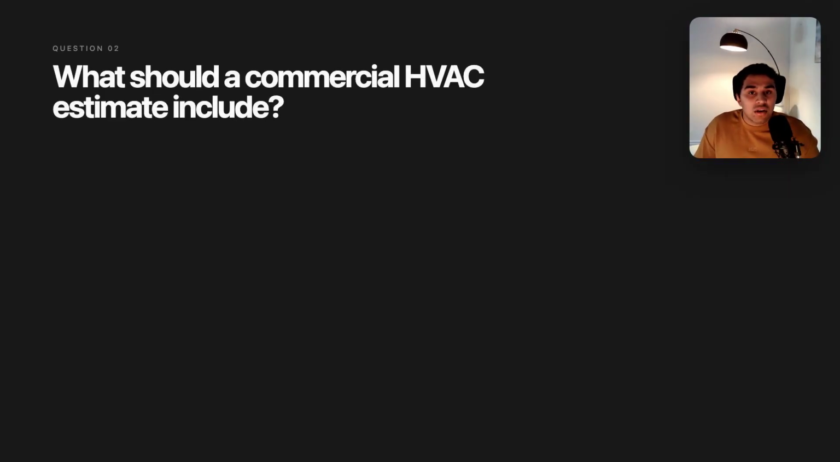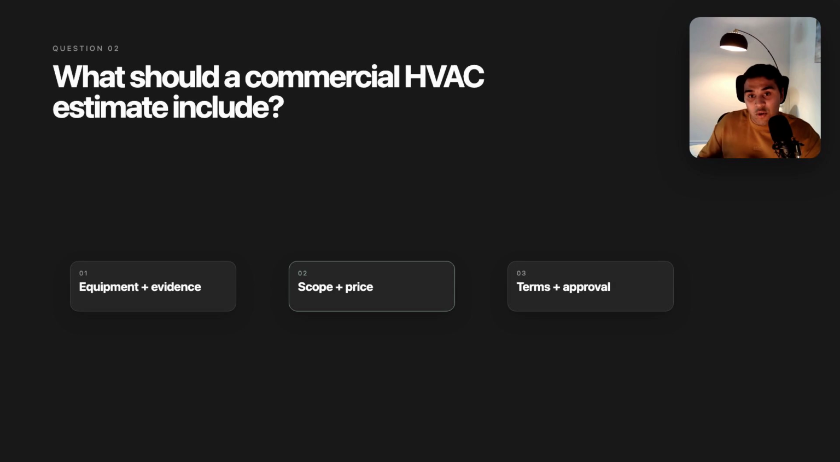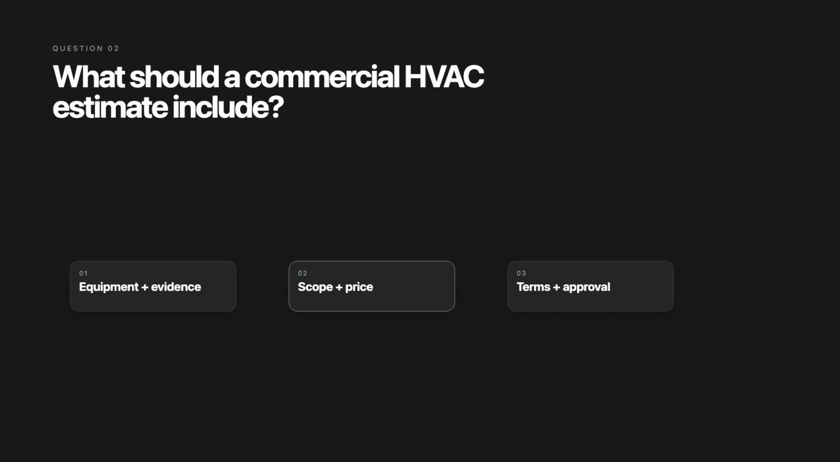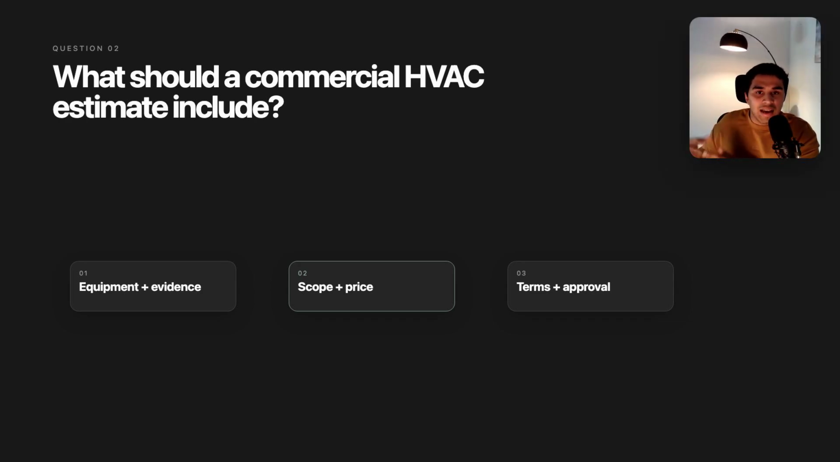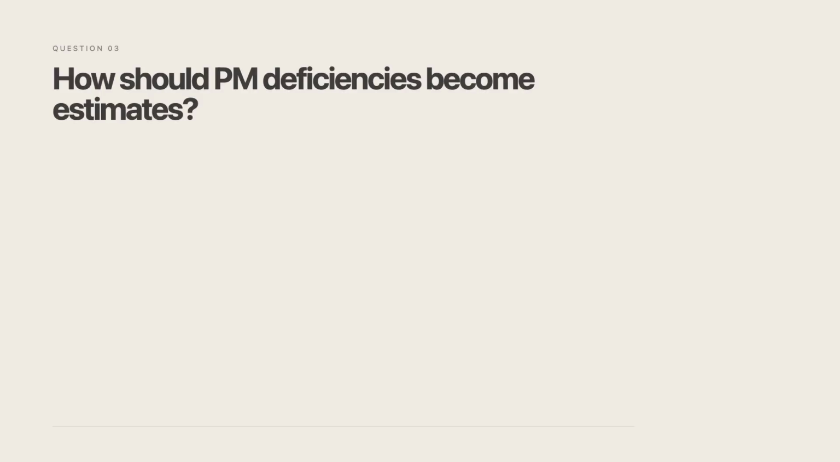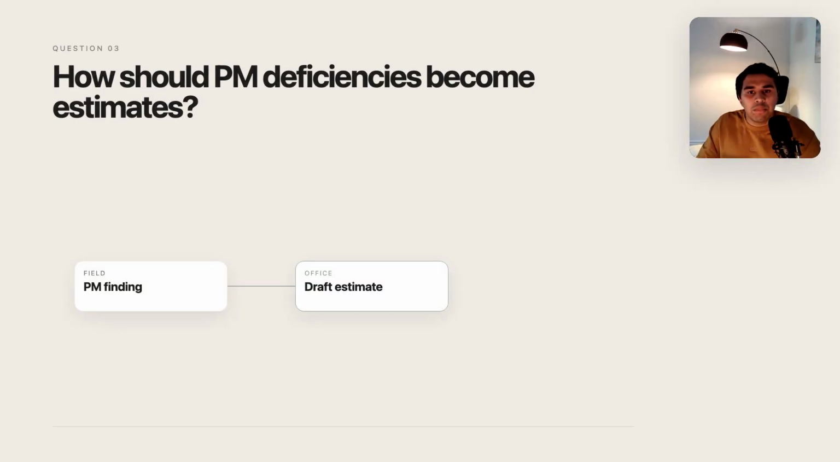What information should a commercial HVAC estimate include? At minimum, the exact equipment, diagnosis, evidence, scope, labor, materials, taxes, exclusions, terms. Start at the equipment, not a blank estimate. The office should see AHU3 at Beacon Tower, its history and possible warranty approval contact, and why the repair exceeds the current authorization.